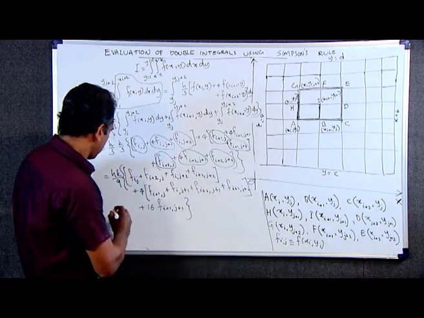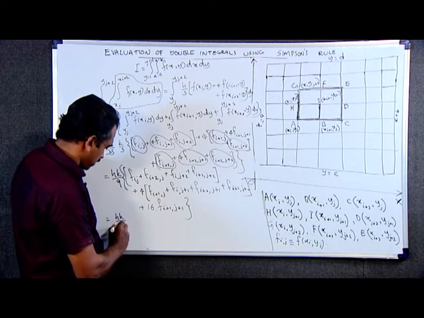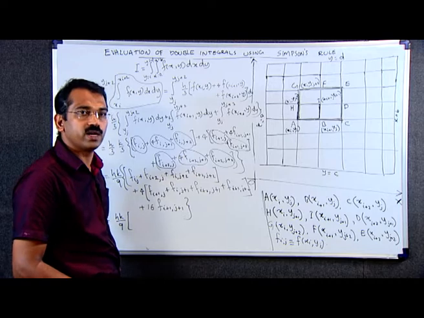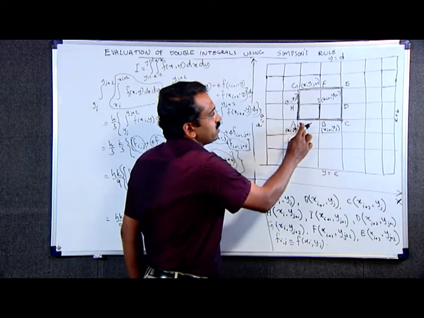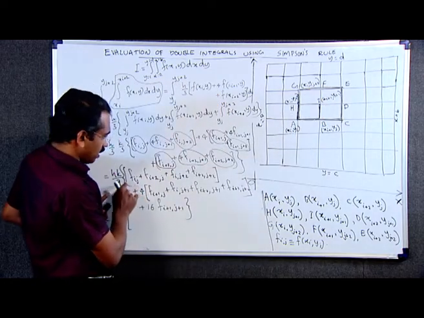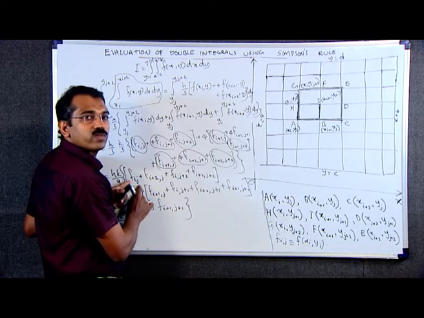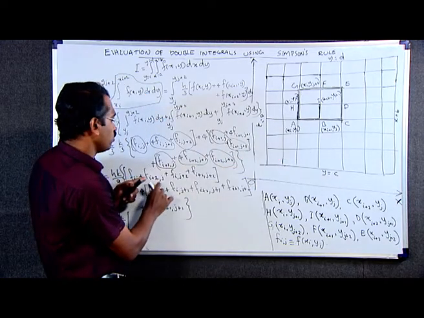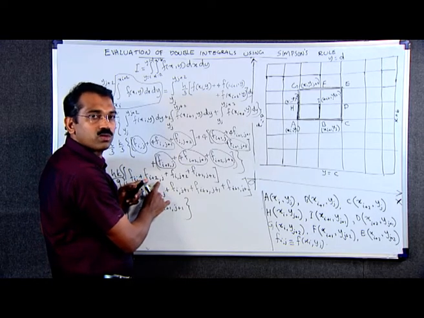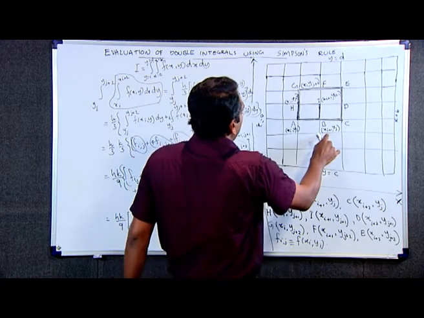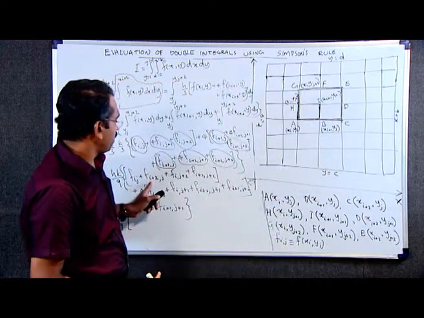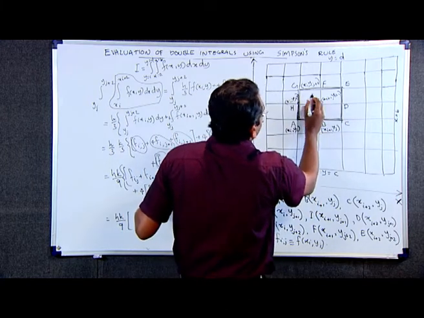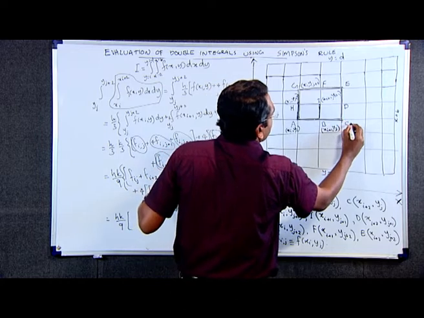Which is equal to, this can be written as hk/9 into the sum of the values of the integrand f of x, y at the corner points A, C, E, G. These are the corner points A, C, E, G. f_{i,j} means f of x_i, y_j, a corner point. f_{i+2,j} means f of x_{i+2}, y_j, that is the value of the function f of x, y at the point x_{i+2}, y_j. This is the point.